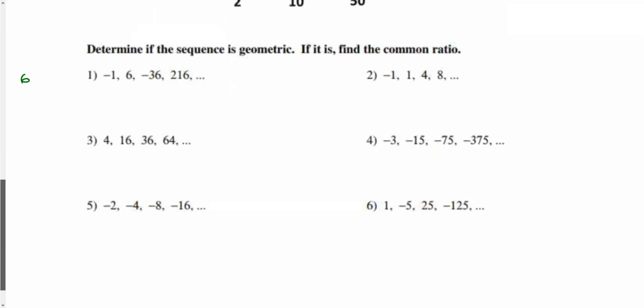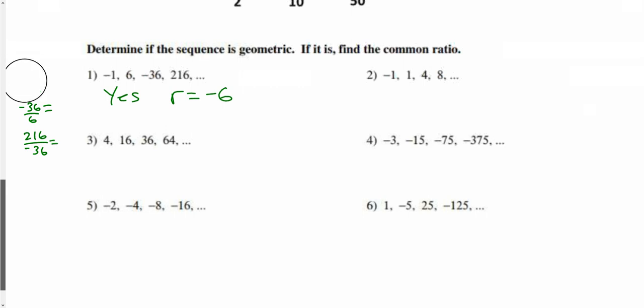So you're putting the 6 on top of the -1, then you're checking the -36 on top of the 6, and then you're checking the 216 on top of the -36. If these all divide to the same exact thing, then it's geometric. So the first one, I think it is geometric, right? And r is -6.